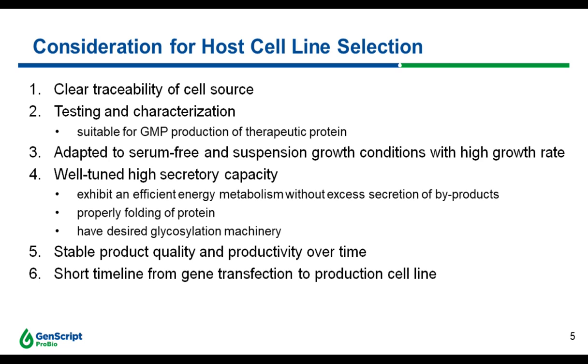Okay. Also, ensure high-quality products. And they have proper folding of the protein to ensure your product has all the right functions you need. Okay, and they have the desired glycosylation machinery. And also they should exhibit stable product quality and productivity over time, and this is very important for process development. And it can also shorten the timeline from gene transfection to production cell lines.